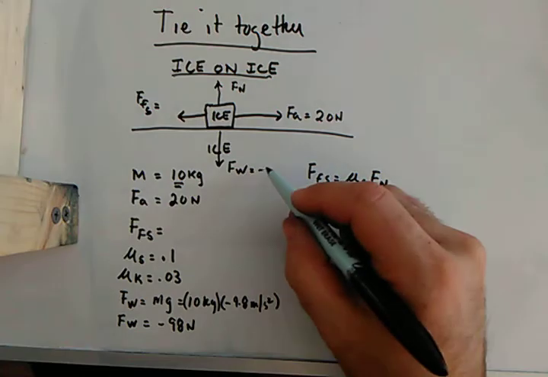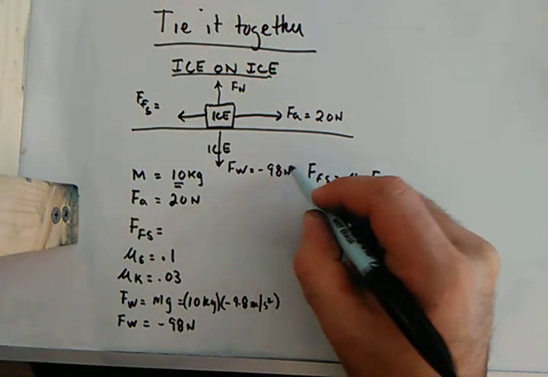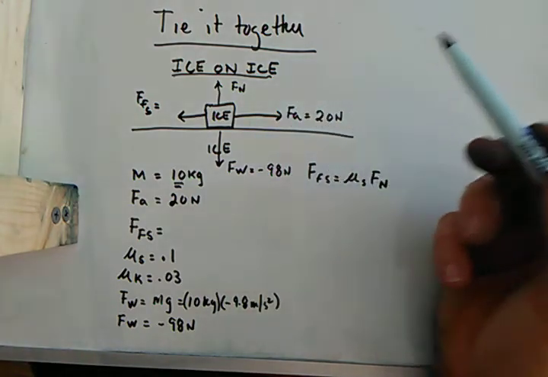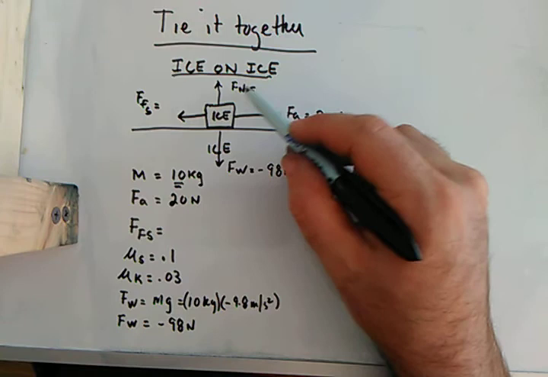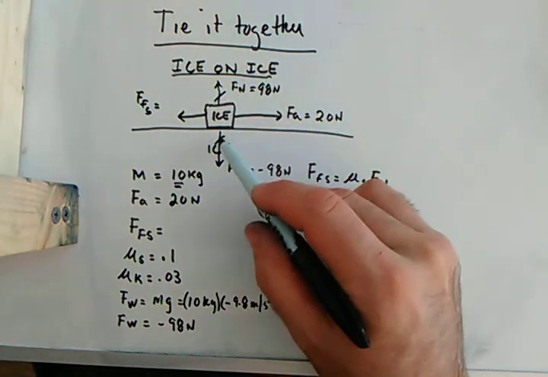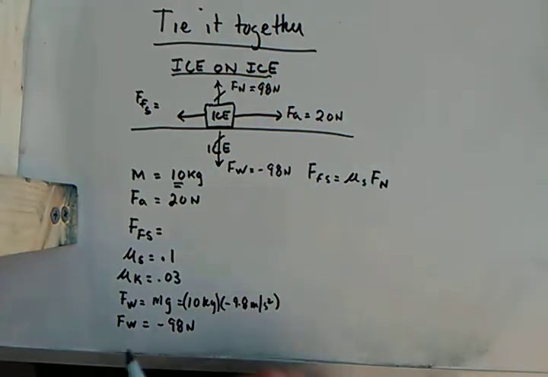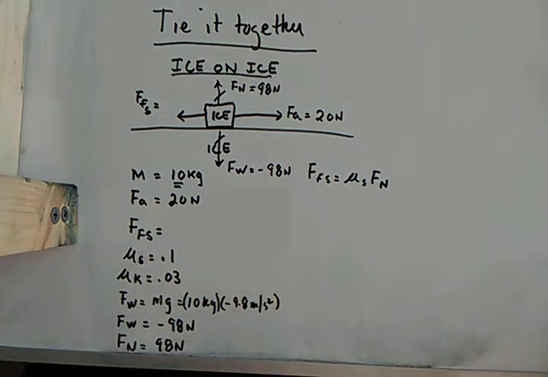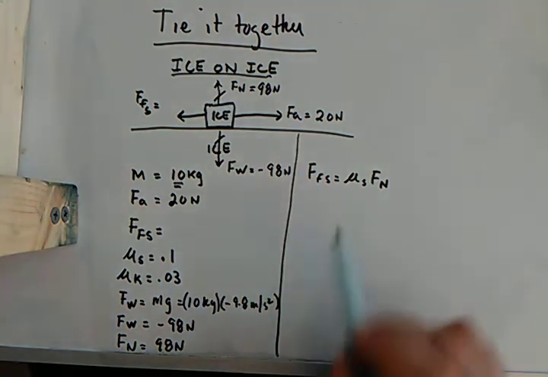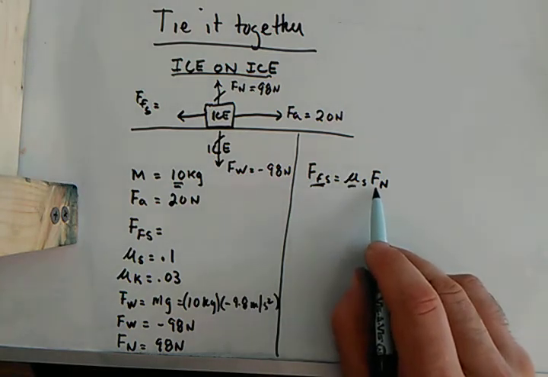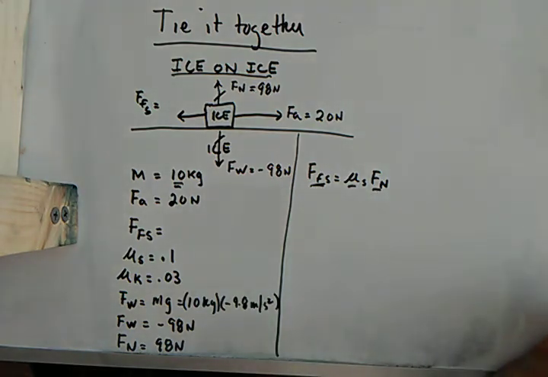So I can put that down here. Now, because the weight and the normal force are equivalent in size, not direction, but size, I know that the normal force is going to be 98 newtons. I put this little strike through here to show that they're equal. So I'm going to also put in that the normal force is 98 newtons up. So look what I have here. I've got the force of friction, which is what I'm looking for, is equal to mu sub s times the normal force. Okay, let's do it.